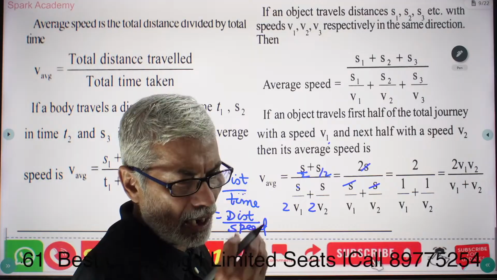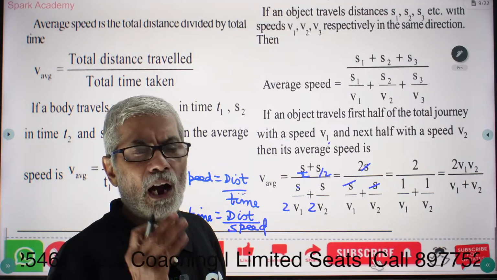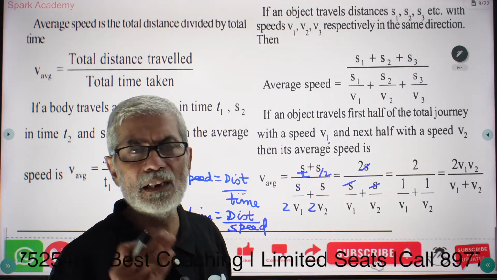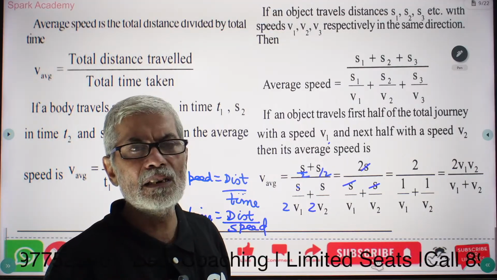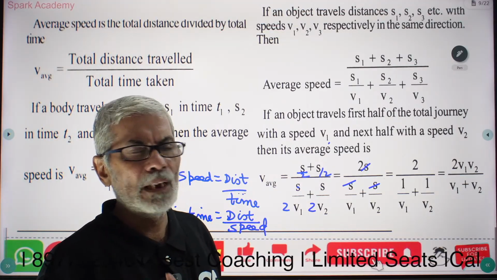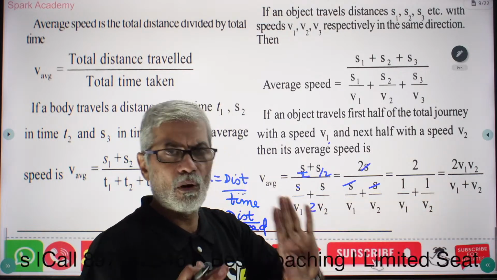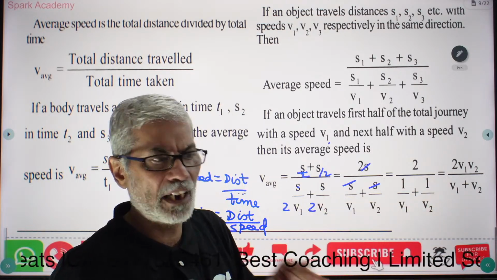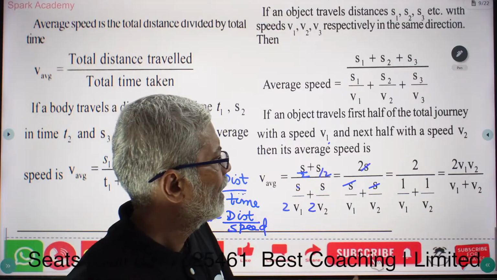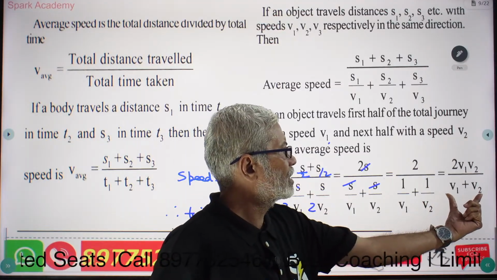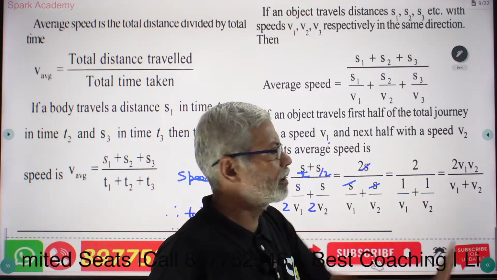So if they say first half distance the body speed is V1, second half distance the body speed is V2, then you can use the ready-made formula. If there is a paucity of time and you want to save some time, you can write average speed as 2 V1 V2 by V1 plus V2.